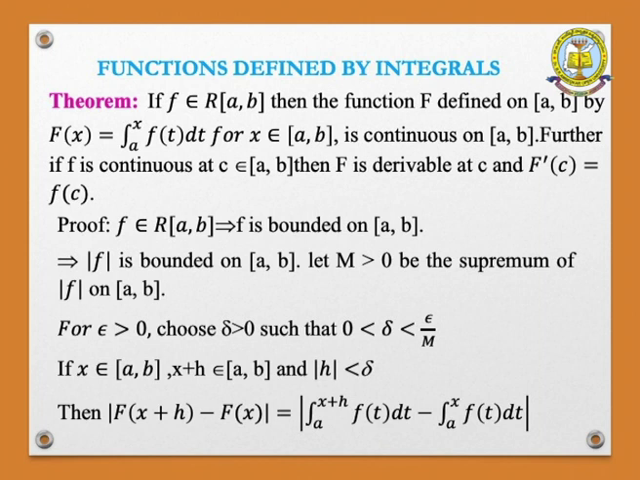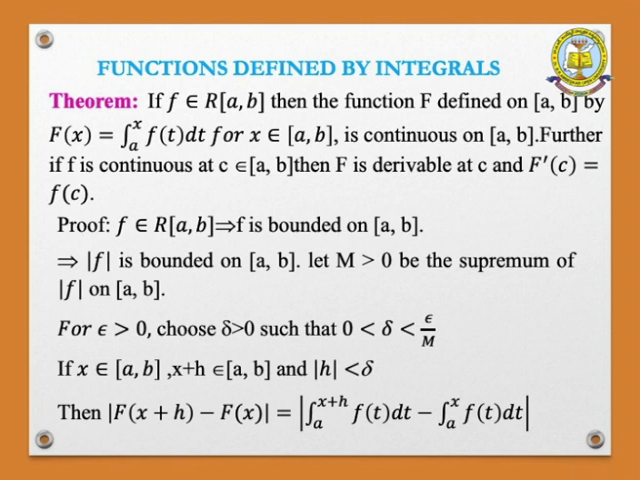Suppose f is Riemann integrable on [a, b]. If f is Riemann integrable on [a, b], we write f belongs to R[a, b]. Then the function capital F defined on [a, b] by F of x equal to the integral from a to x of f of t dt is continuous on [a, b]. Further, if small f is continuous at c in [a, b], then F is derivable at c, and F dash c is nothing but f of c. So, we prove that the function capital F of x, defined in the form of the integral from a to x of f of t dt, is a continuous function and it has a derivative also.